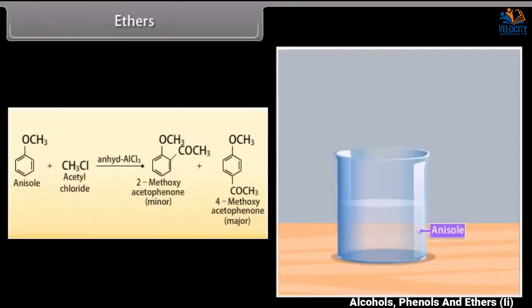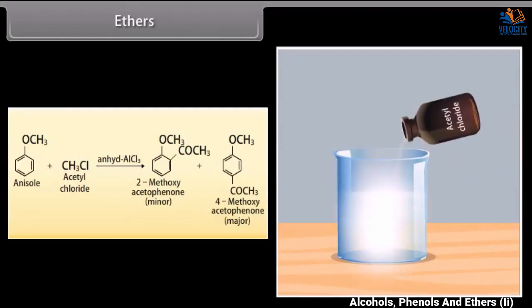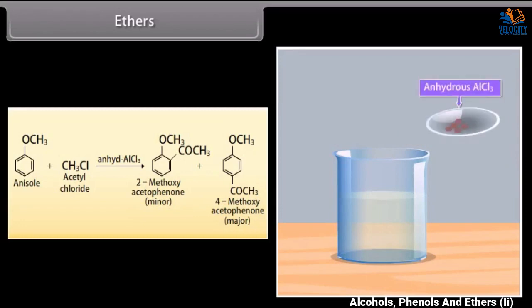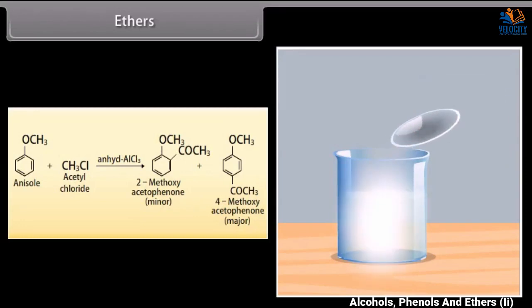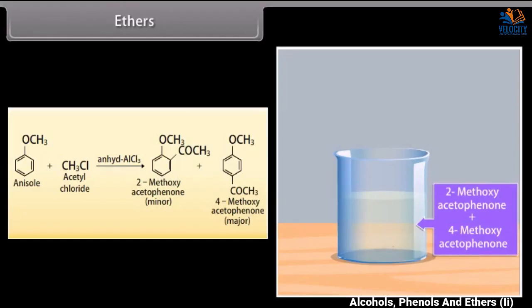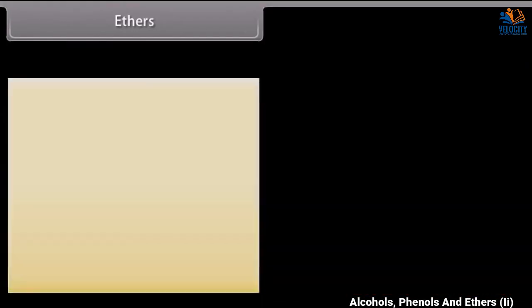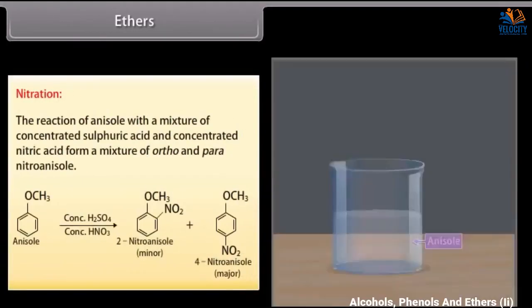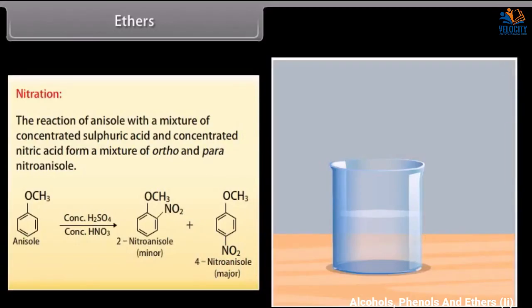Acetyl chloride reacts with anisole in the presence of anhydrous aluminium chloride and forms 2-methoxyacetophenone and 4-methoxyacetophenone. Nitration. The reaction of anisole with a mixture of concentrated sulfuric acid and concentrated nitric acid forms a mixture of ortho and para-nitroanisole.